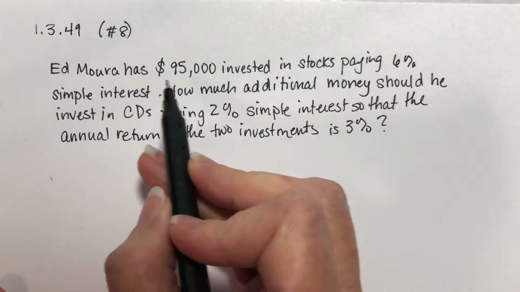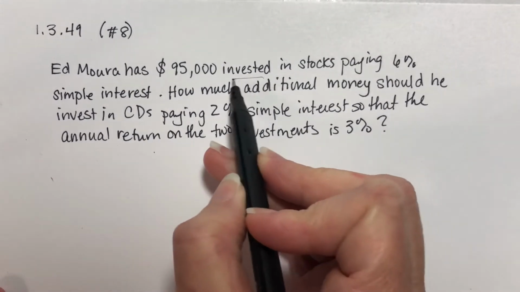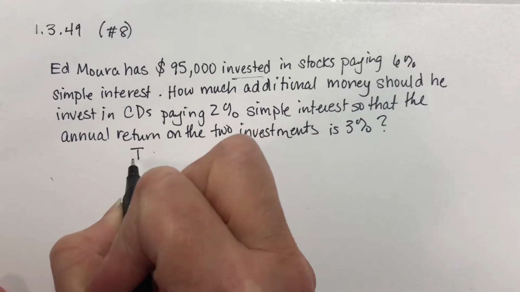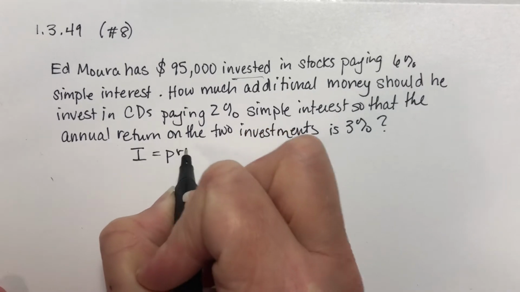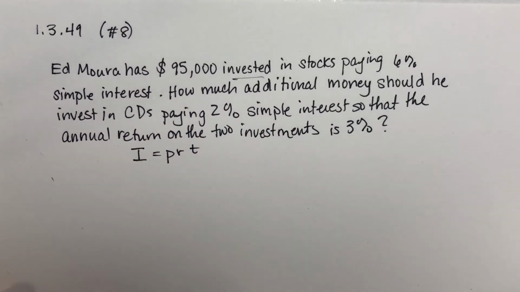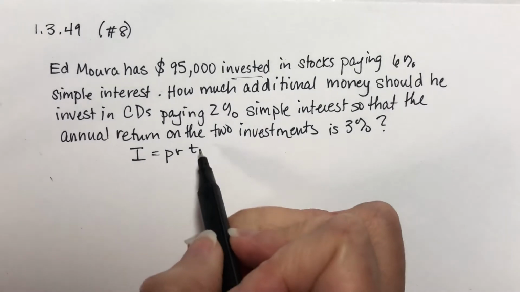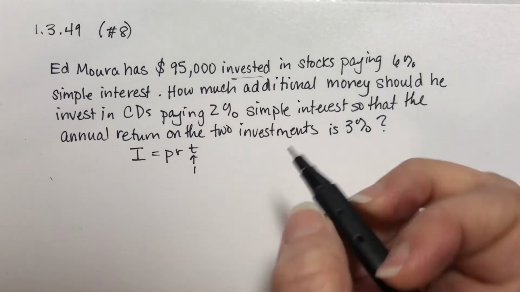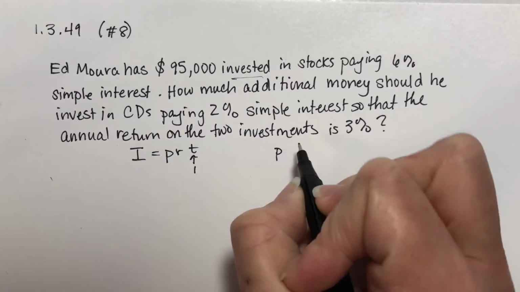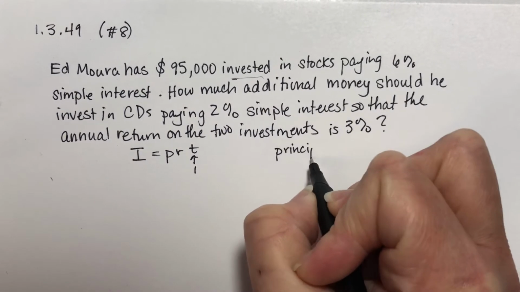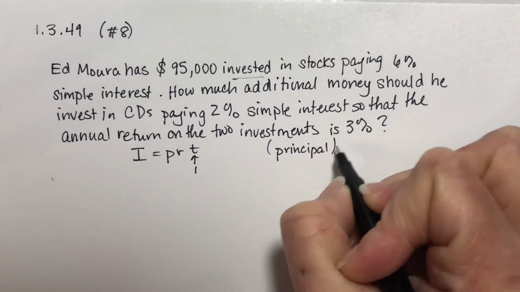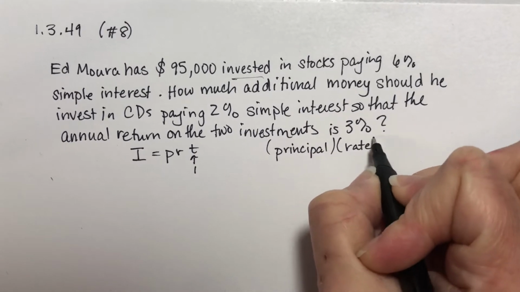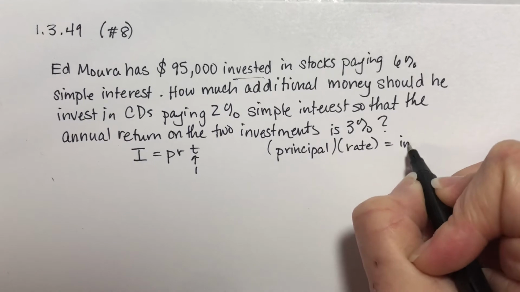Okay, so what I know is I've got an investment problem. So I know I'm going to be using I equals PRT. Okay, and I know that I'm not given time, so time is going to be 1 in this case. So basically, I'm just going to be multiplying principal and the rate as a decimal, and that's going to equal the interest.